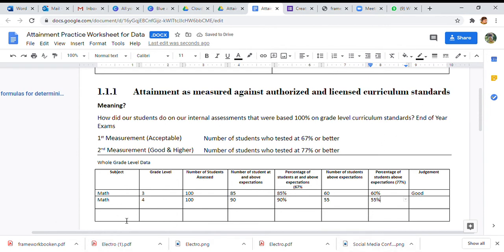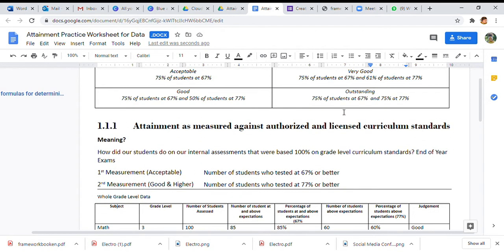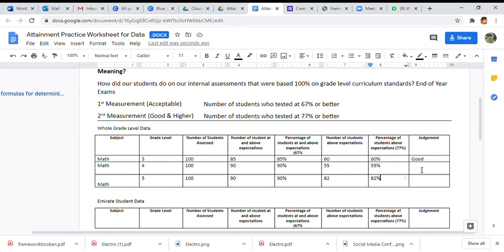And then I'm going to go math, grade 5, 100. I'm going to go with 90 again, 90%. I'm going to go with 82, and then 82%. So what would these two ratings be? Let's go back and look. Good job. We should have a good, and we're going to have an outstanding.